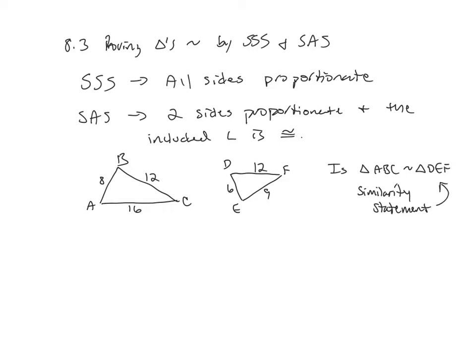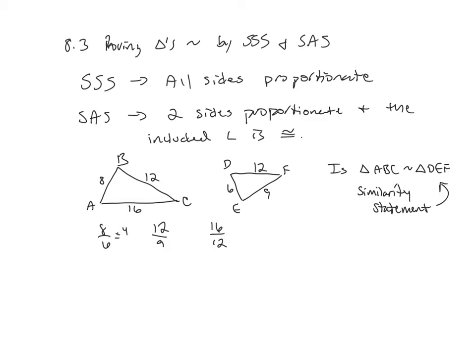That'll come into play later, but if you just remember that the A goes with the D and the B goes with the E and the C goes with the F, that can be helpful in determining which sides go with which sides. Also remember, when you have all three values for all three sides, you go shortest with shortest and longest with longest. So, we have 8 and 6, and then we have 12 and 9, and we have 16 and 12.